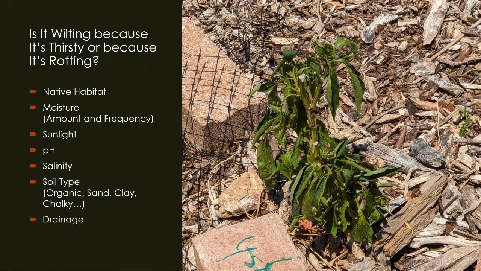So what's going on with this pepper? It looks awful wilted. Leaves look curled. Can we tell by looking at it why it's wilted? No. Hot. It's possibly hot. What else could it be?